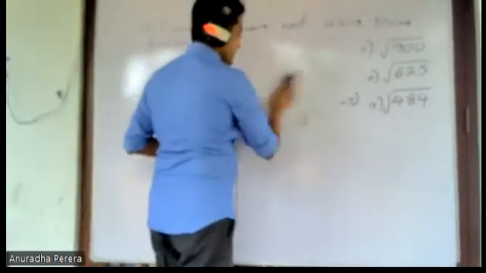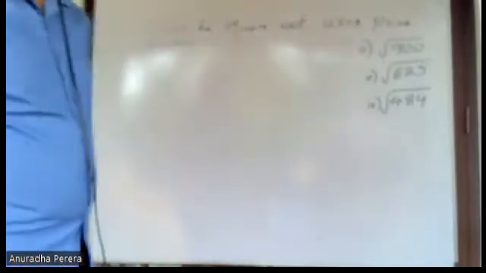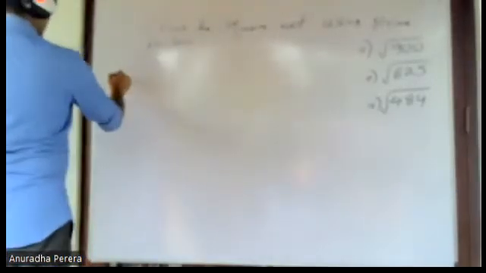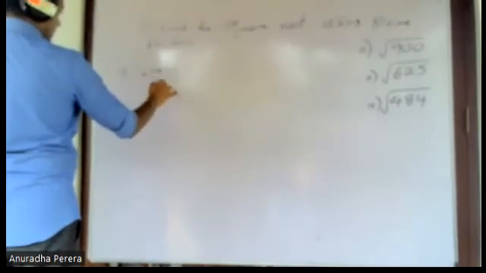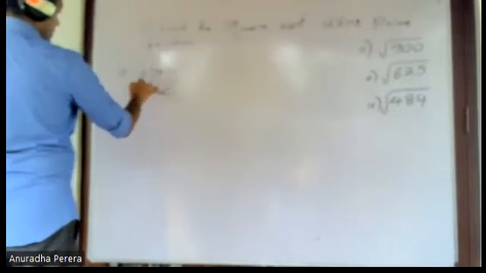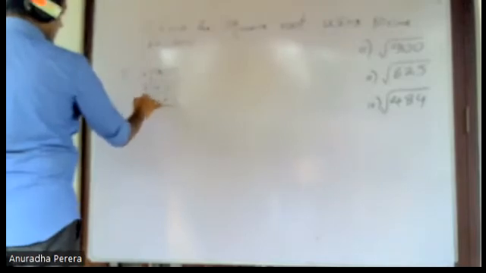I've done the second question. What is the answer? The square root of 900 is 30. Yes, you can divide 900 by 2, 450 by 2, 225, so here it is divided by 3.